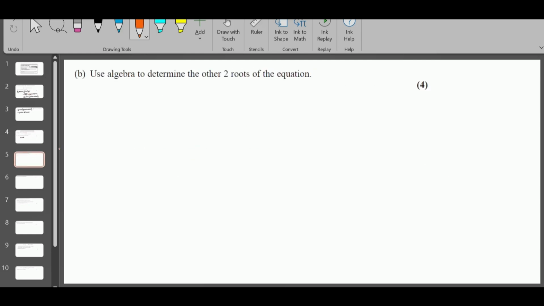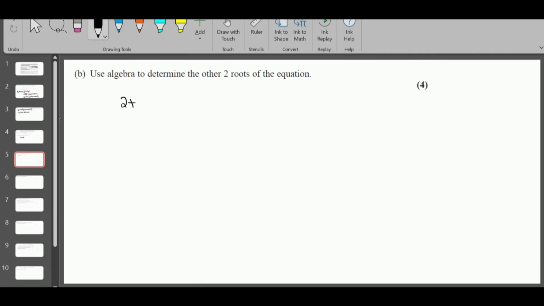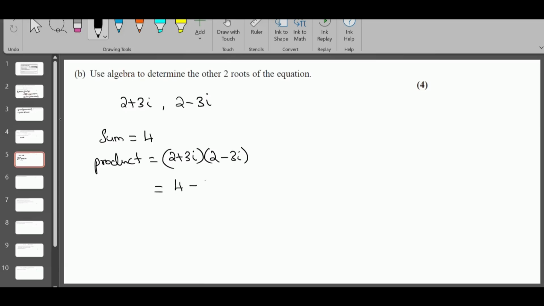Part B, use algebra to determine the other 2 roots of the equation. Okay, we have 2 roots already: 2 plus 3i, 2 minus 3i, right? Let's find the sum of the roots. When you add them, you will get 4. 3i will be cancelled. Product of the roots: 2 plus 3i times 2 minus 3i. A plus b times a minus b, a square minus b square. We know i square is minus 1. So 4 plus 9 is 13.